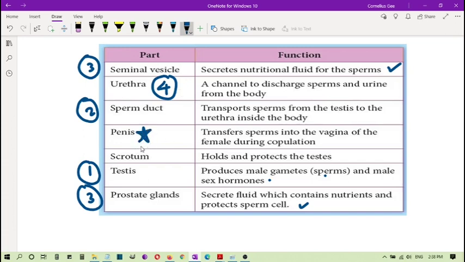And finally, the whole structure, the testis, is protected by the skin called the scrotum. It holds and protects the testis. This is good enough for what you need to know as the function of an individual part.